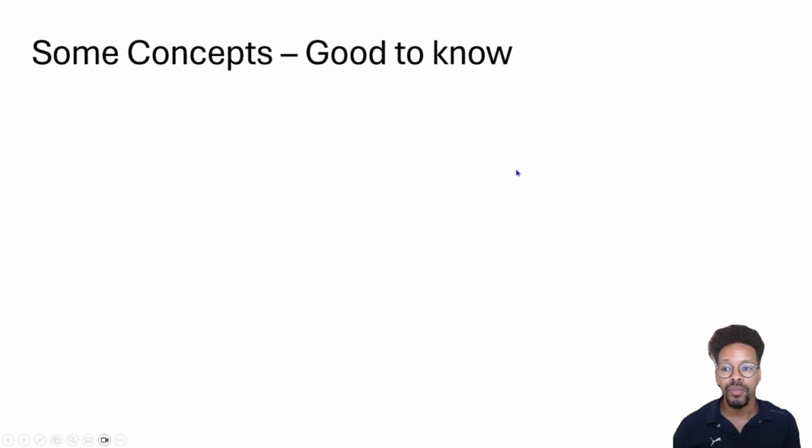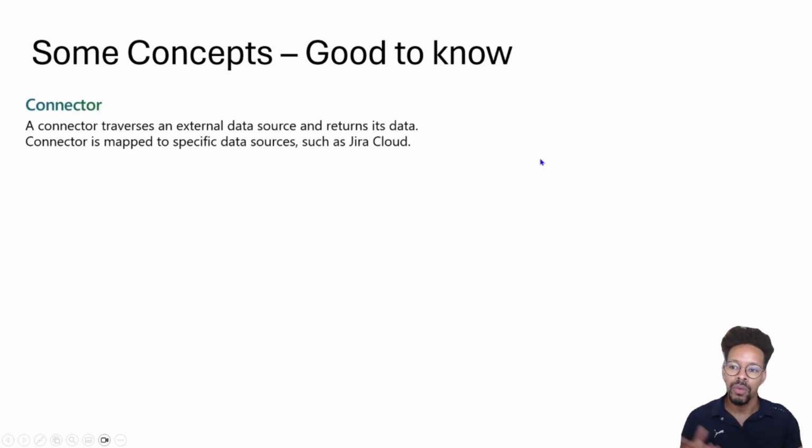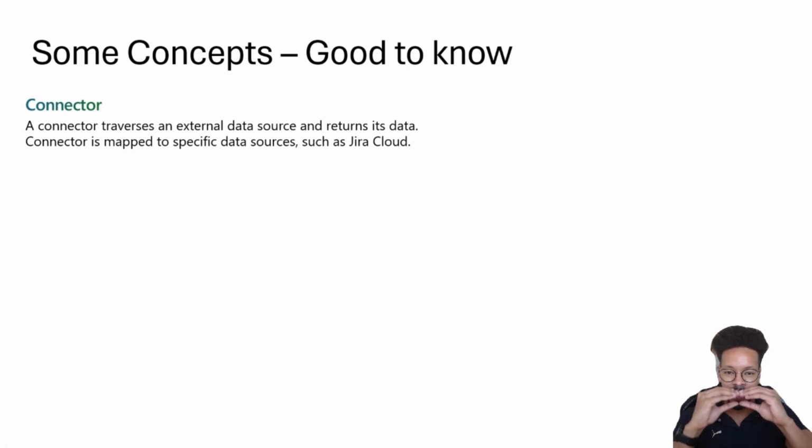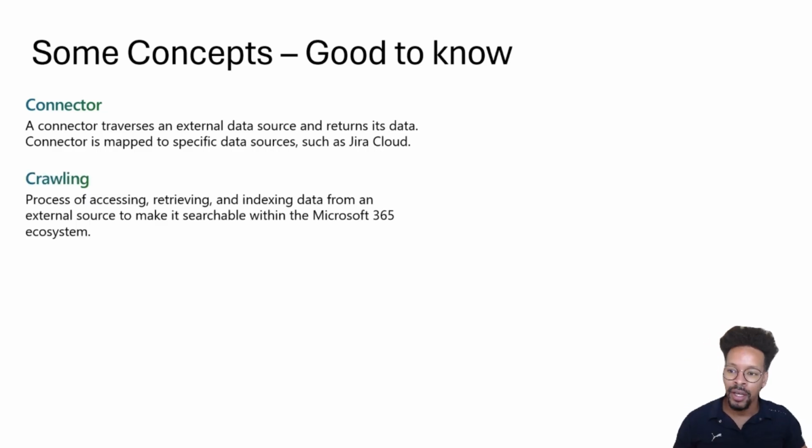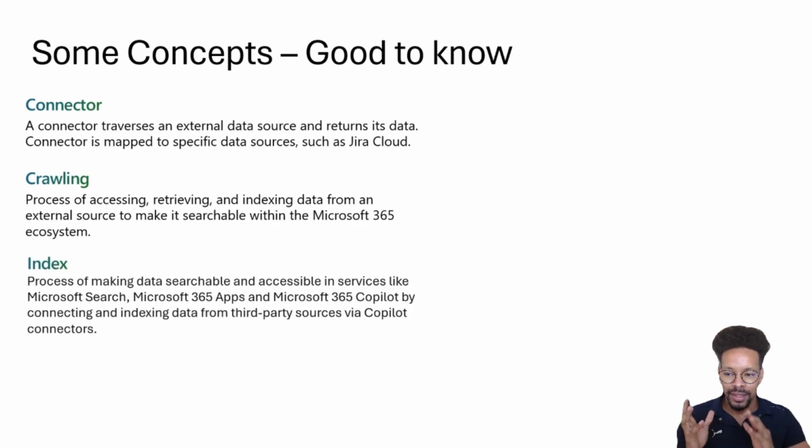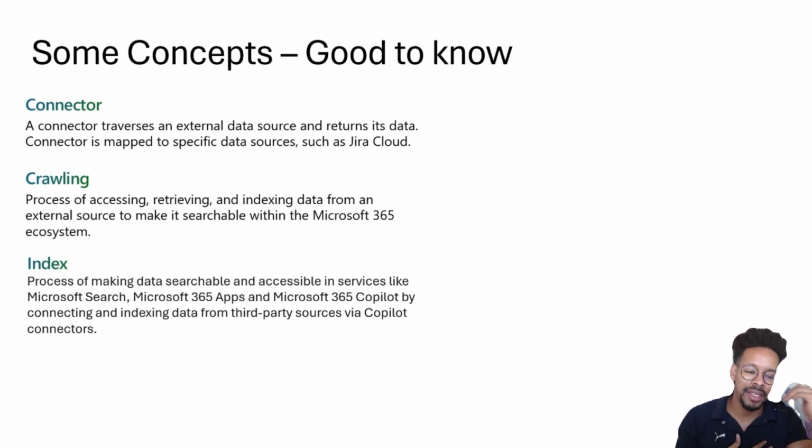So some of the concepts which are good to know. What is a connector? A connector, as we have already discussed, goes through your external data and takes this data. For on-prem data, you have an agent that will crawl through it. The data will be crawled, indexed, and included into your M365 boundary. Crawling is the process of retrieving and indexing the data from the external system and making it searchable in your M365 ecosystem. The index is the result of actually making it searchable.